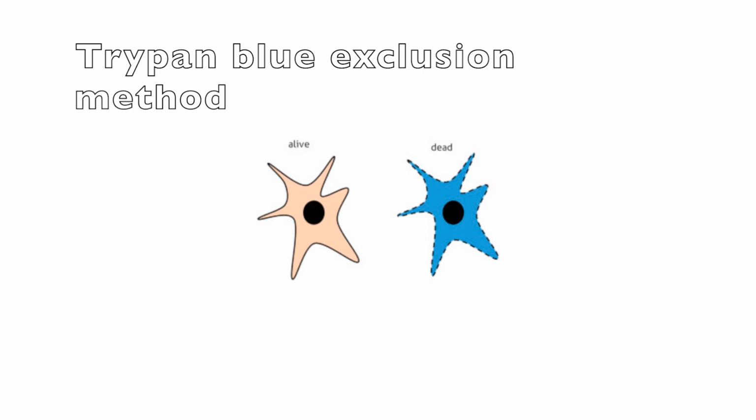For counting, the trypan blue exclusion method is used. This is based on the principle that live cells possess intact cell membranes that exclude certain dyes, such as trypan blue, whereas dead cells do not. Therefore, by excluding dead cells, we will obtain a viable cell count.